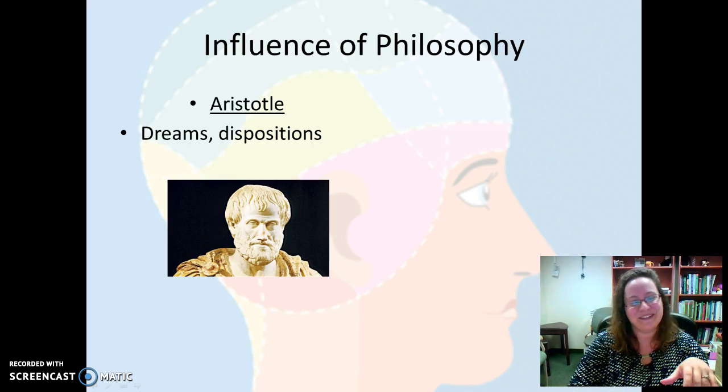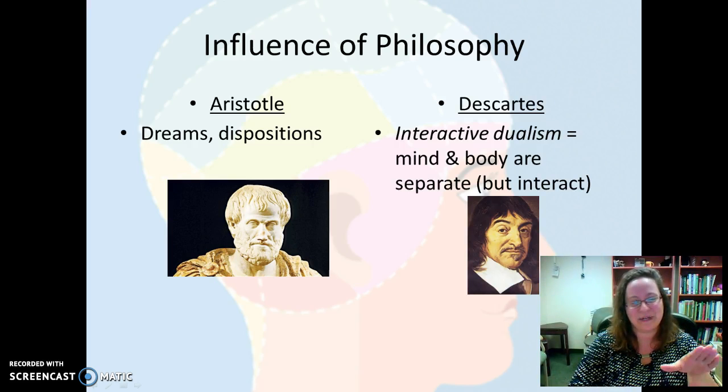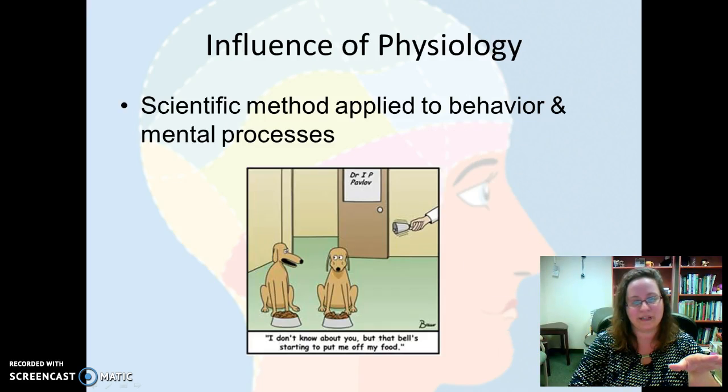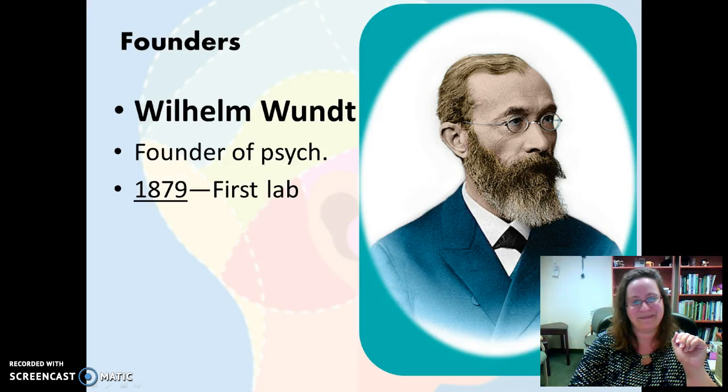All right, our influence of philosophy. You can read that information in the book about Aristotle, Descartes, also about the nature-nurture debates. This is very important in psychology. What dictates our behavior, our genetics or environment? And now we know that really it's both. We can't really separate them. Physiology, you can read about the influence of physiology. This comic is talking about Dr. Pavlov, so you might have heard of Pavlov's dogs. We'll talk more about that in the upcoming chapters, Chapter 5 for that.